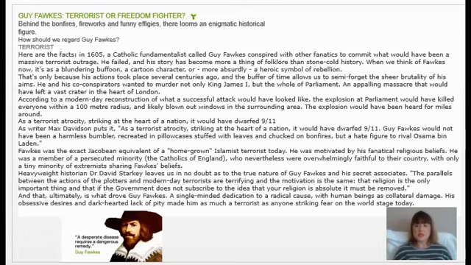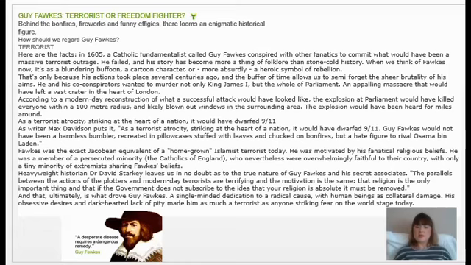He and his co-conspirators wanted to murder not only King James, but the whole of Parliament. It would have been an appalling massacre that would have left a vast crater in the heart of London. According to a modern-day reconstruction of what a successful attack would have looked like, the explosion at Parliament would have killed everyone within a 100-metre radius and likely blown out windows in the surrounding area. The explosion would have been heard for miles around. As a terrorist atrocity striking at the heart of the nation, it would have dwarfed the events of 9/11.